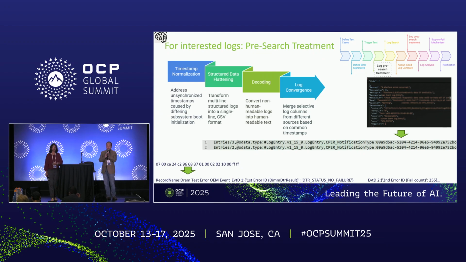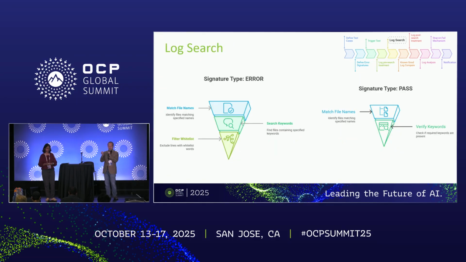The last one is optional, the log convergence. In certain cases, we merge the different sources of the log together based on the timestamp, so we can have a single source of truth to review from the beginning to the end, to link different dots together. All right, so with all of this setup ready, we do the log search.